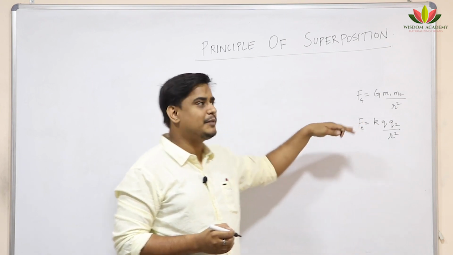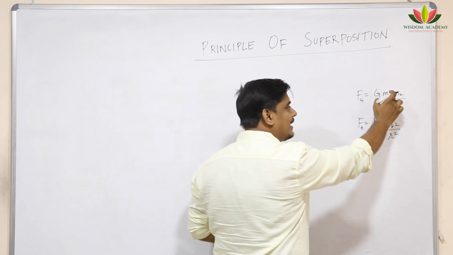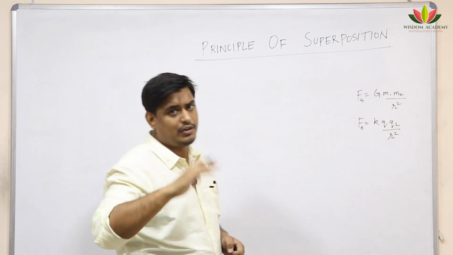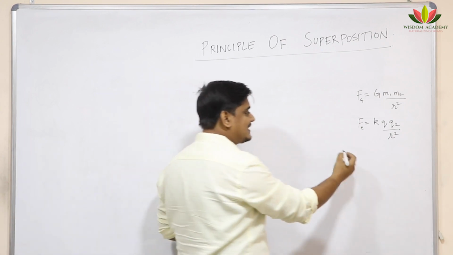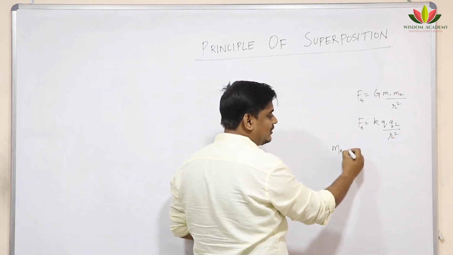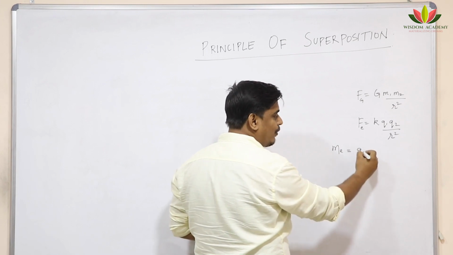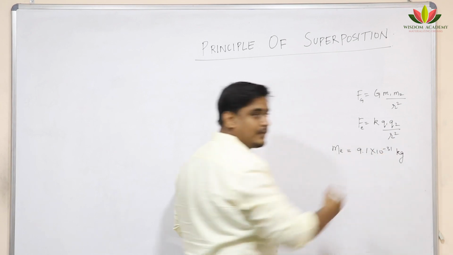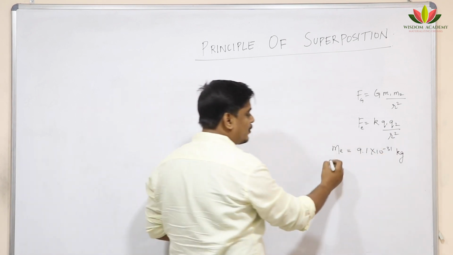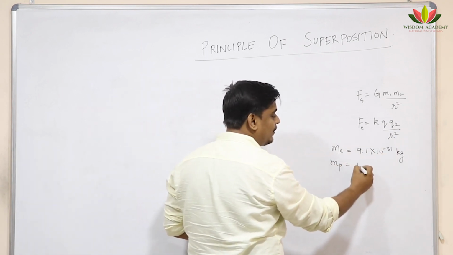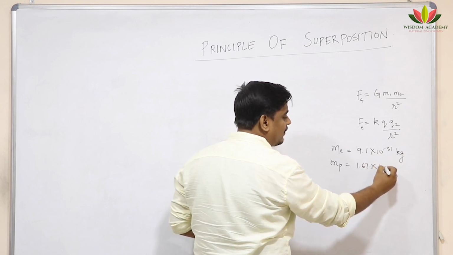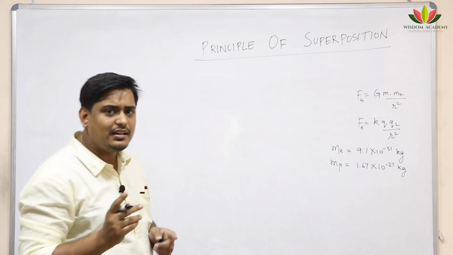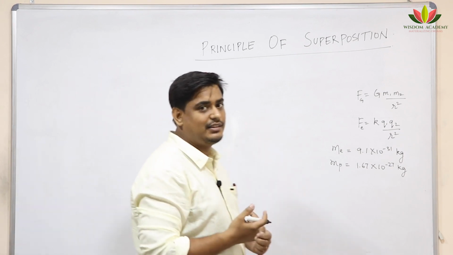For your help, you can take the mass of an electron and a proton. You can even take two protons and check. It's up to you. For reference, mass of electron is equal to 9.1 into 10 to the power minus 31 kg, and mass of proton is equal to 1.67 into 10 to the power minus 27 kg. No need of using it because it will get cancelled when you take the ratio.